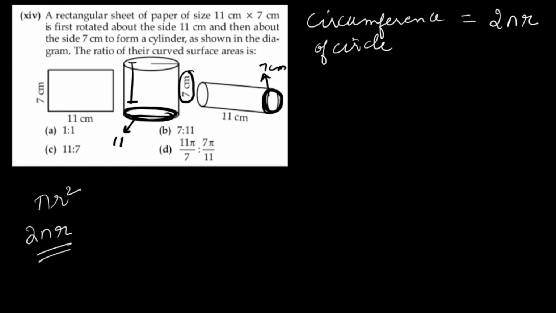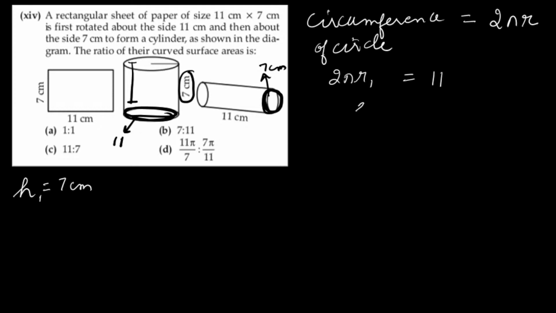So first cylinder, as per the given, its height is how much? Its height is 7 centimeter. H1 I am writing. So radius we can find. So 2 pi R1, circumference of this one, is equal to 11 centimeter. So radius R1 will become 11 by 2 pi.